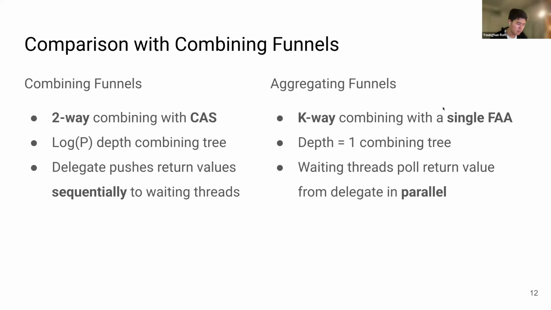Also, the propagation of the return value from the delegate thread is much more efficient in our algorithm, because the delegate thread only posts the return value in the batch linked list of batch history, and all the waiting threads reconstruct it by themselves, reading from that information in parallel. On the other hand, in combining funnels the delegate pushes return values sequentially to the waiting threads, so propagation is much slower.